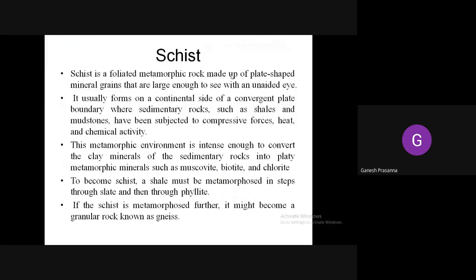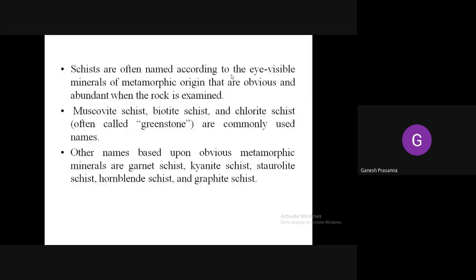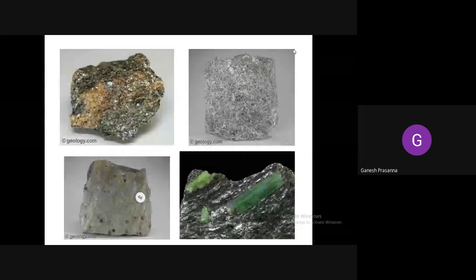Coming to the next important rock, schist. You can see how a schist can be formed. These are very beautiful schists which contain gemstones. This is one of the emeralds present within the schist, and these are the garnets found within the schist. These are the micas which are found within the schist rock.